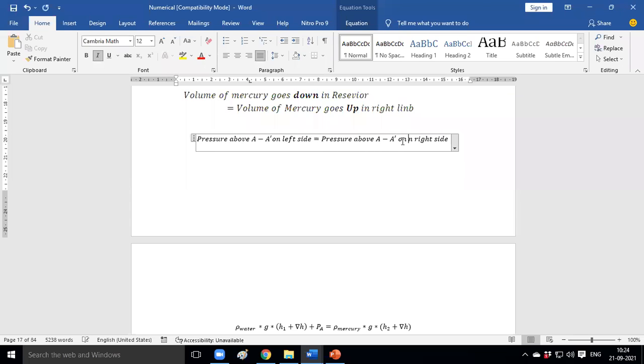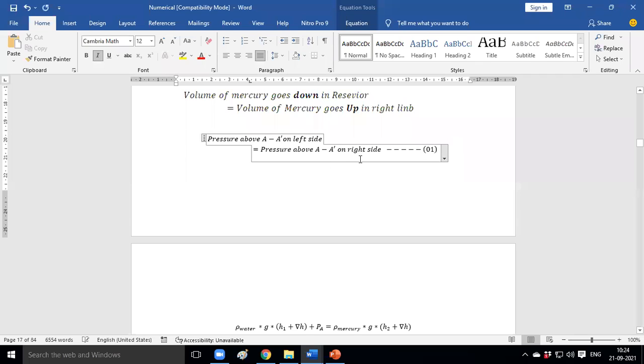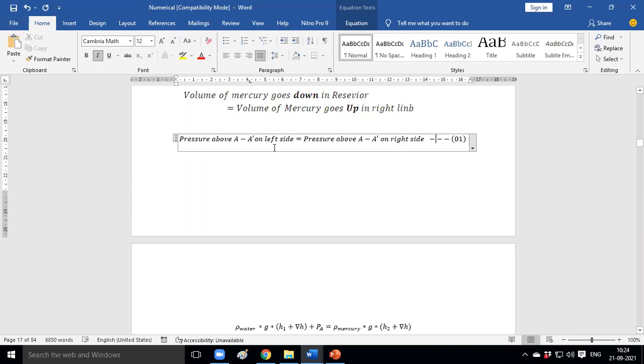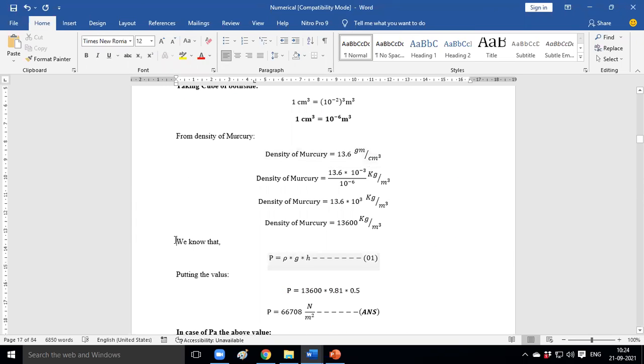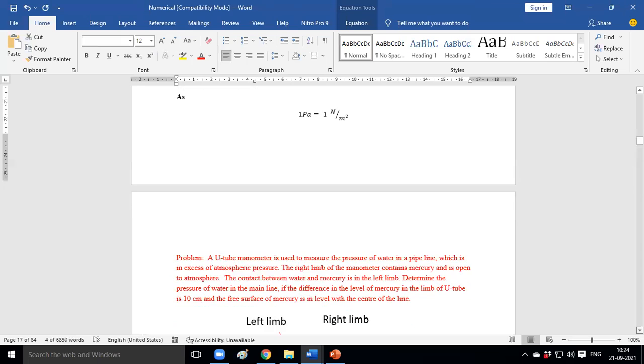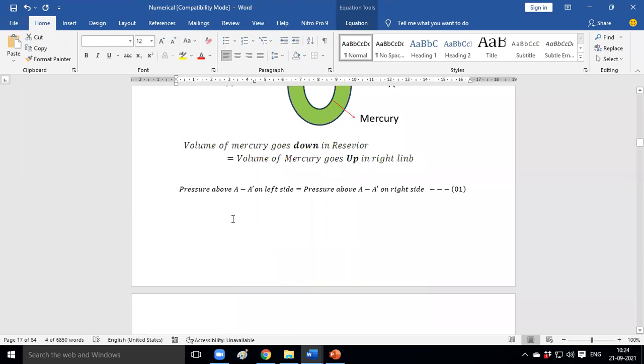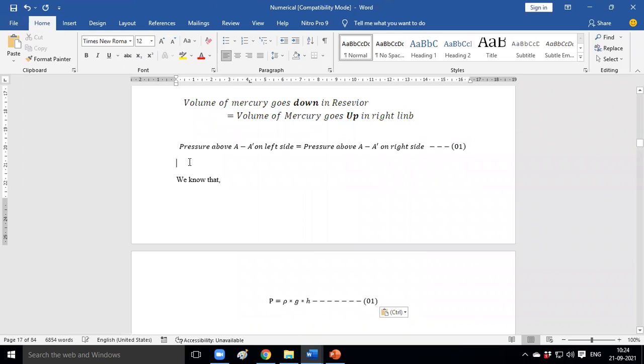What is the equation? Tell me, which equation we need to write? Rho g h. Yes, rho g h. We can call it equation number 1. And we have the equation of rho g h. We can take this equation. See, we know the pressure above A dash on the left side.